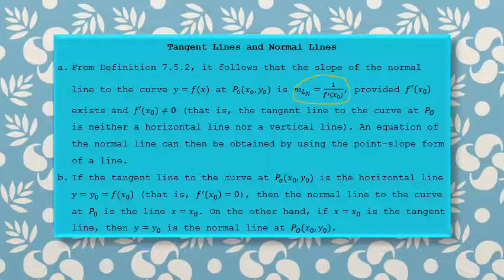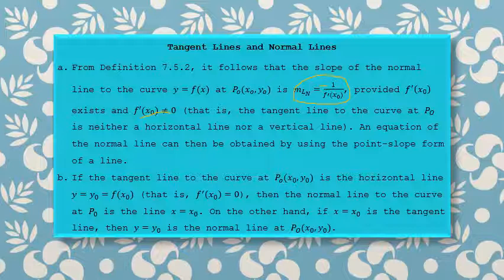Ibig sabihin nun, di ba, yung sa definition ng tangent line, ang slope niya is the first derivative of the given function of the given curve y equals f of x. Yung sa normal line naman, ang slope niya is the negative reciprocal of the slope of the tangent line. May negative dito, class. Okay. The negative reciprocal of the slope of the tangent line, provided that f prime of x sub O exists and f prime of x sub O is not equal to 0. That is, the tangent line to the curve at point P sub O is neither a horizontal line nor a vertical line.